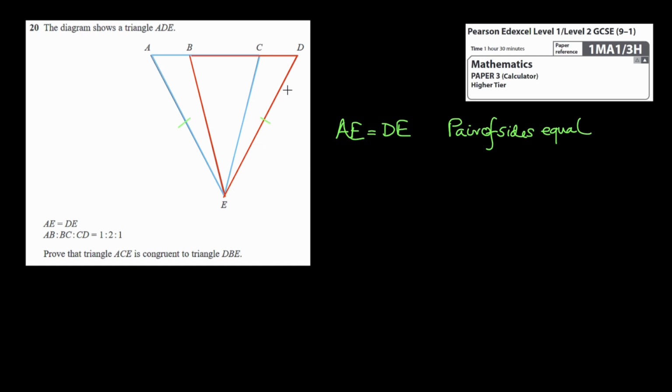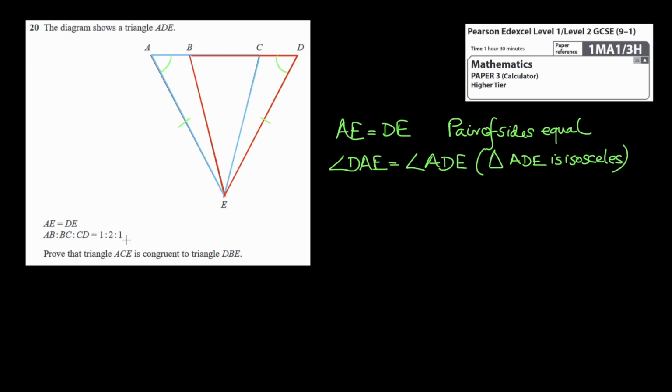Given the fact that these two sides are equal, it means that the two angles here and here are also equal. And yet again, they're angles in the triangles we're interested in, and they're equal. And that's because triangle ADE is an isosceles triangle. So we've got a pair of angles which are equal. All we've got to do now is prove the sides are equal.